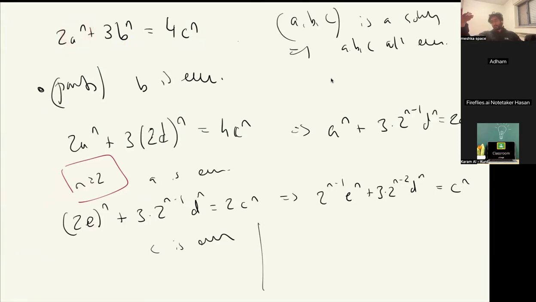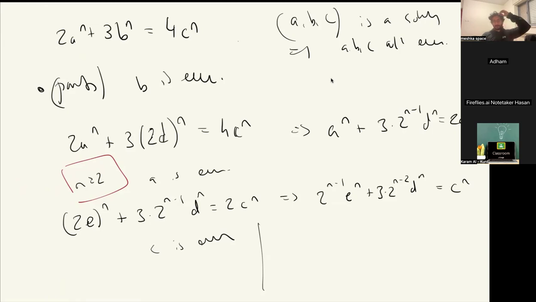So it means if I have this, then there cannot be a solution, because you run into the infinite descent problem. If A, B, C are all even, I divide by 2, I get another solution. Those are all even, and so on and so forth. So it means A, B, and C would have to be 0, right?